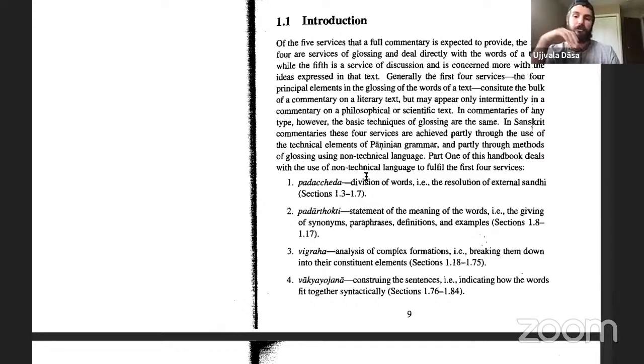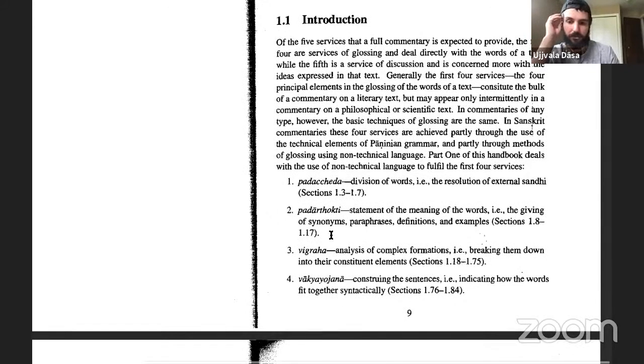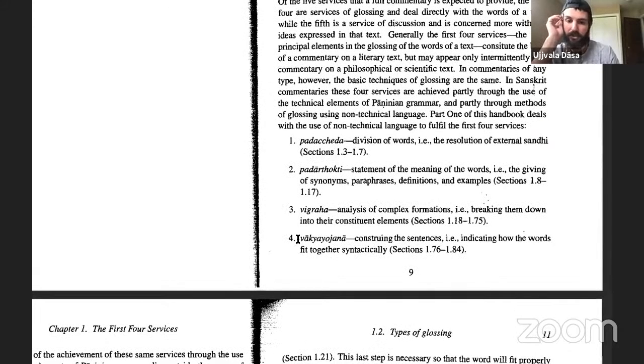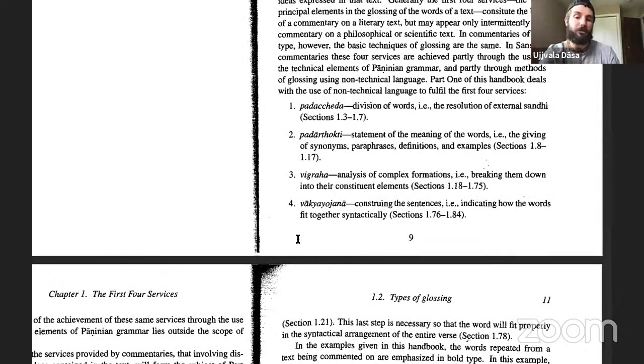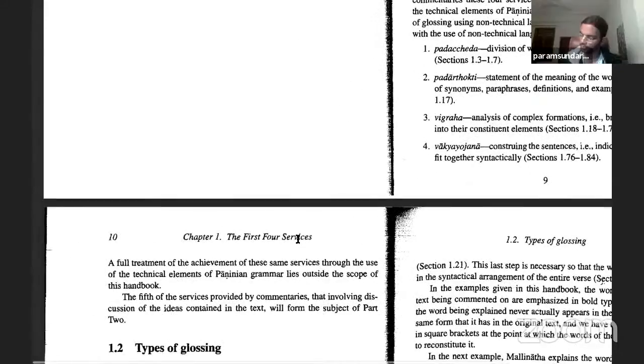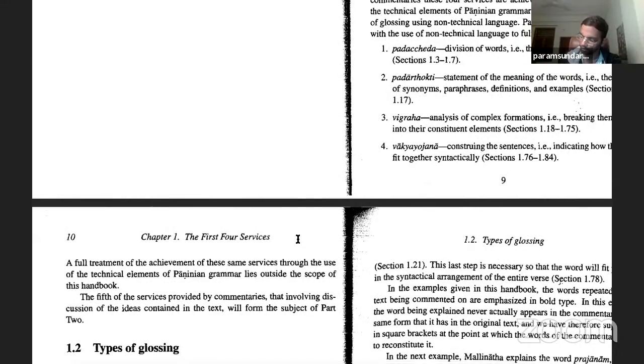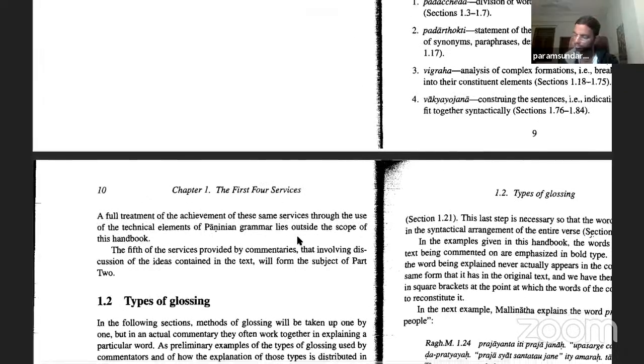Padacheda, the division of words, the resolution of external sandhi. Padartokti, statement of the meaning of the words or giving of synonyms, paraphrases, definitions, and examples. Vigraha, analysis of complex formations or breaking them down into their constituent elements. Vakya yojana, construing the sentences or indicating how the words fit together syntactically. So doing anvaya. And so the first section is going to deal with those four and not really with Akshepa Samadhana.